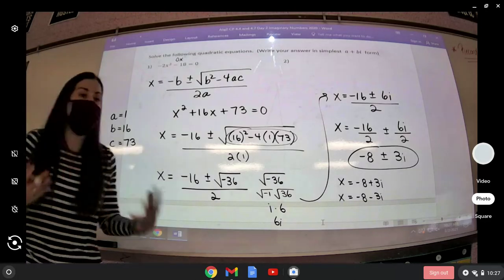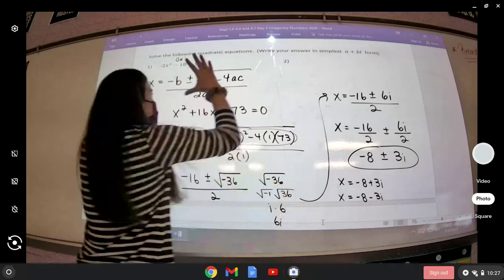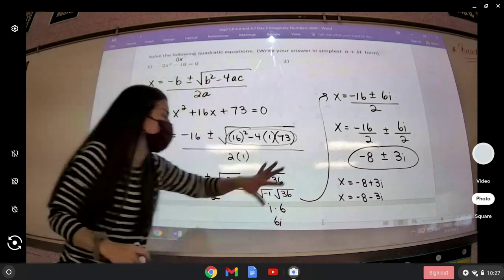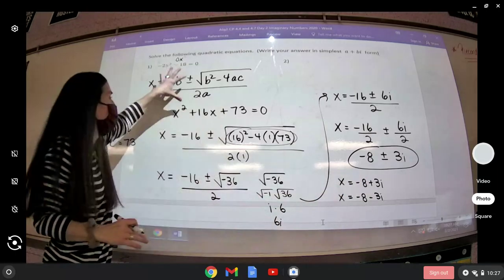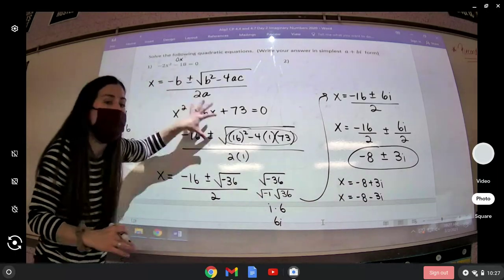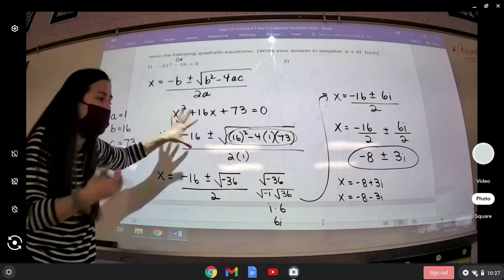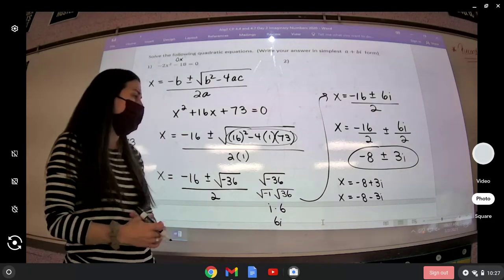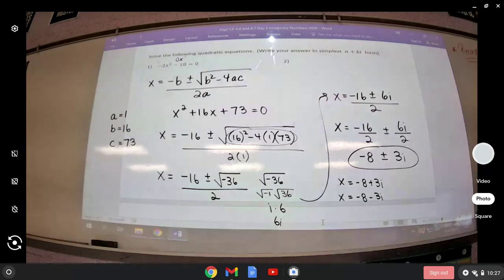All right? And again, what does it mean? It means that if you were to graph this parabola, it would not cross over the x-axis because the only x values that make this equation equal 0 are imaginary numbers. The only numbers that make this equation equal 0 are imaginary. They're not real, okay? All right, so let me show you how you type it in.